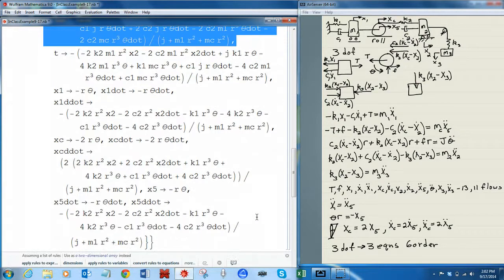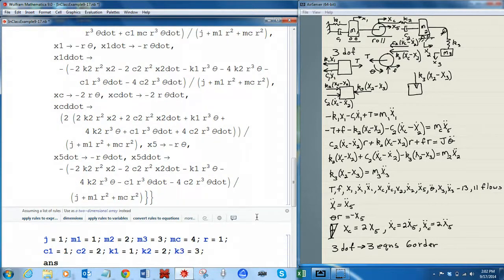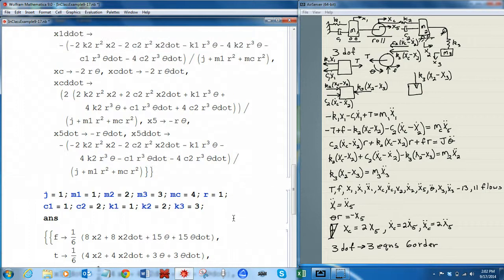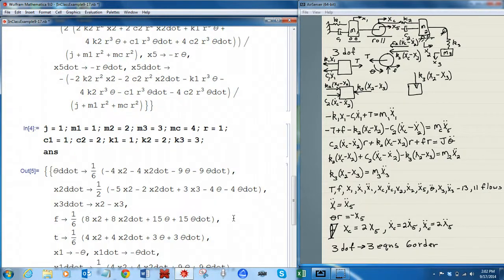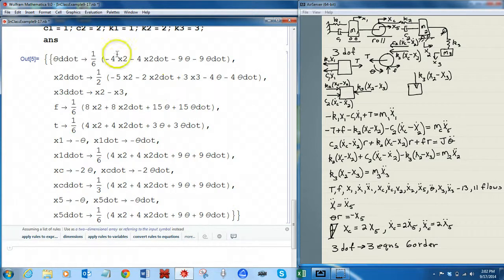Just to kind of clean things up, what I'm going to do is put in some numbers just so things look nice and clean. So here I'm just going to assign arbitrarily some numbers, J, M1, M2, etc. So just grab these out of the sky. The semicolon means don't print the value. And then all I'm asking it to do is use these numbers and print out the answer so it looks a little nicer for me. So when I hit enter, here come the answers, and you can see that here are your 3 differential equations.